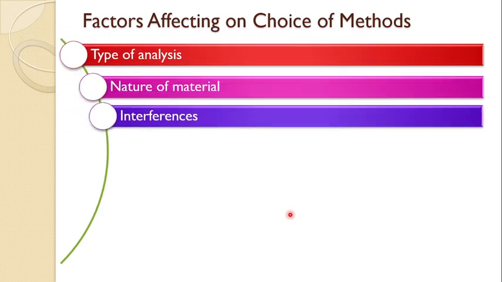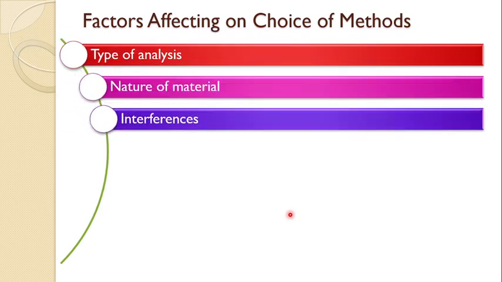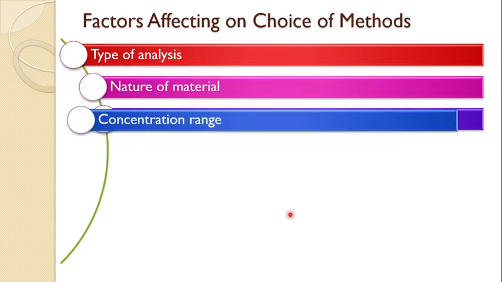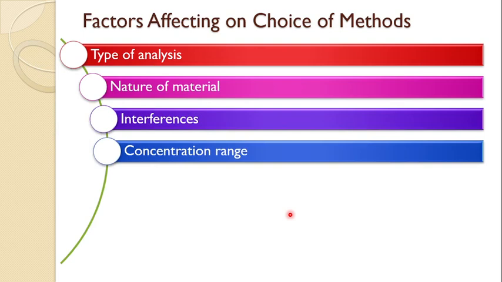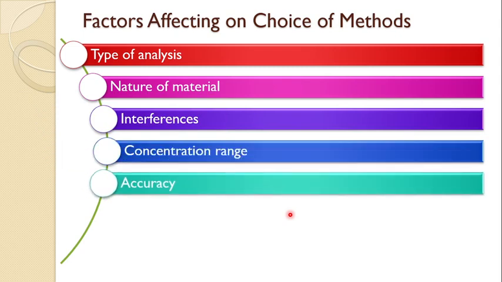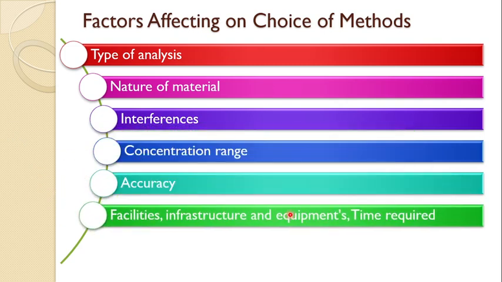Then interferences present in the sample. Other than our compound of interest, some other impurities are present that can interfere in the analysis and affect the choice of methods. Then the concentration range in which the analysis is carried out. It may be ppm, major, minor, trace, or ultra trace level of concentration. Then accuracy. This is the most important point, because whatever chemical analysis is done, the results depend on the accuracy. Then facilities, infrastructure, equipment, and time requirement.